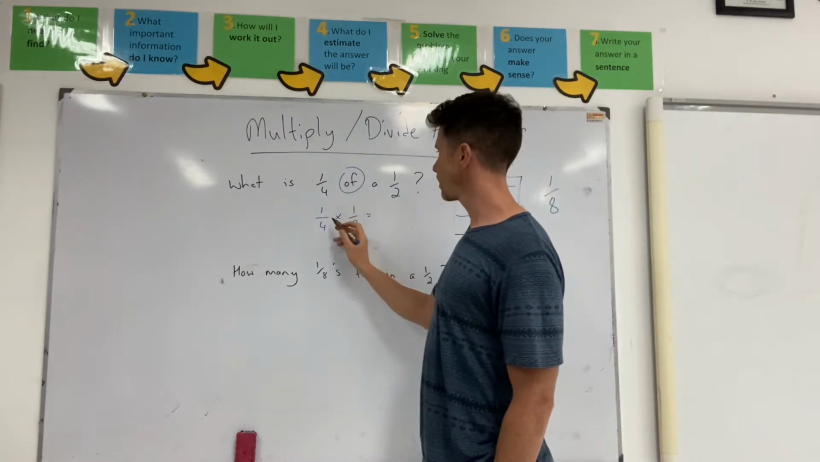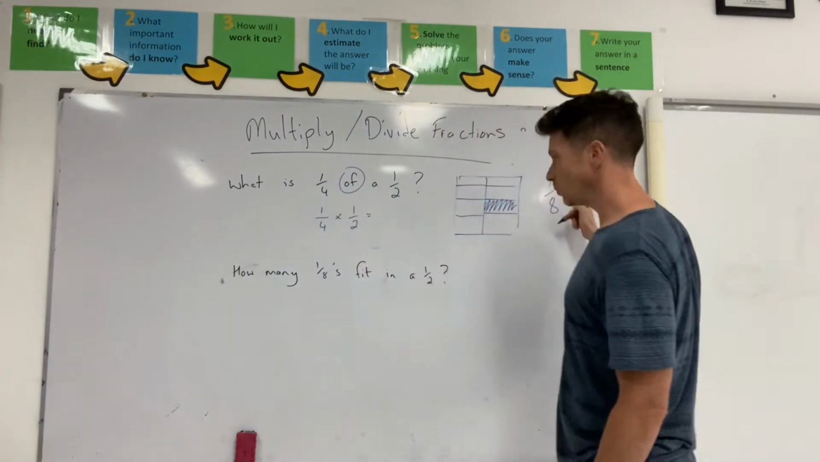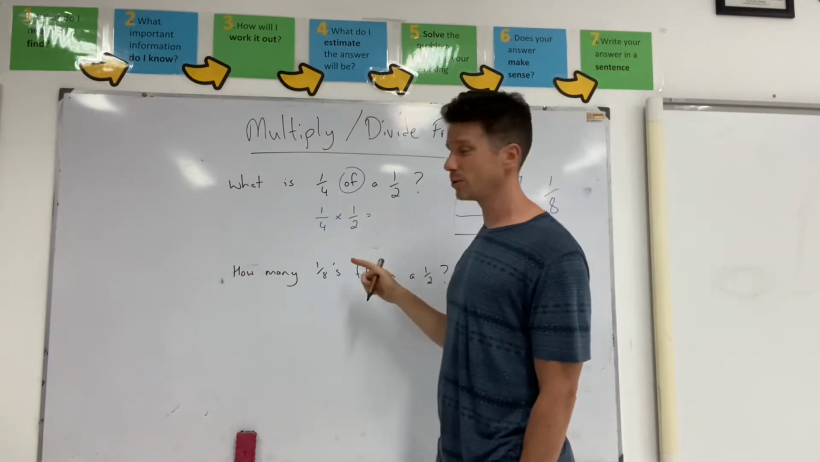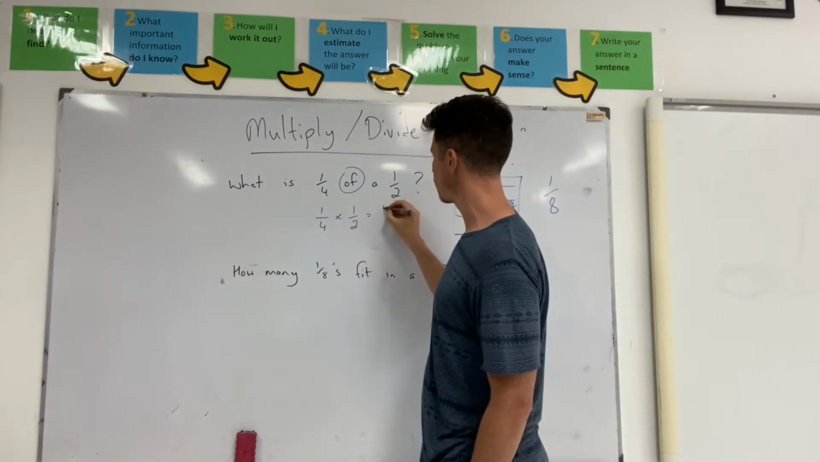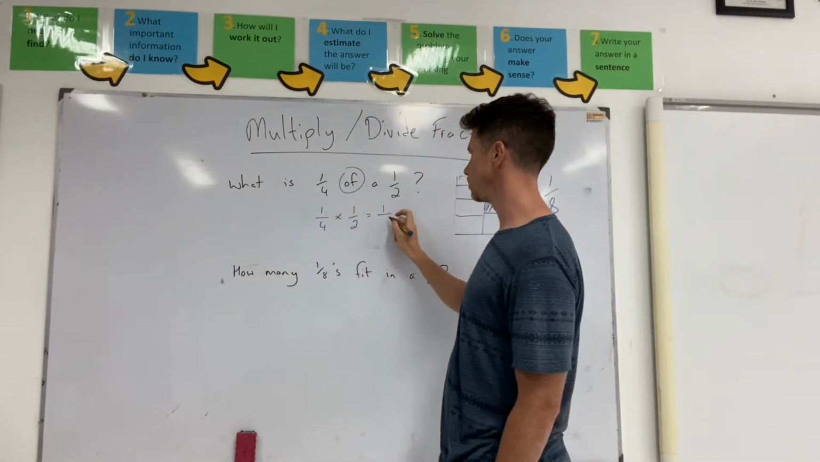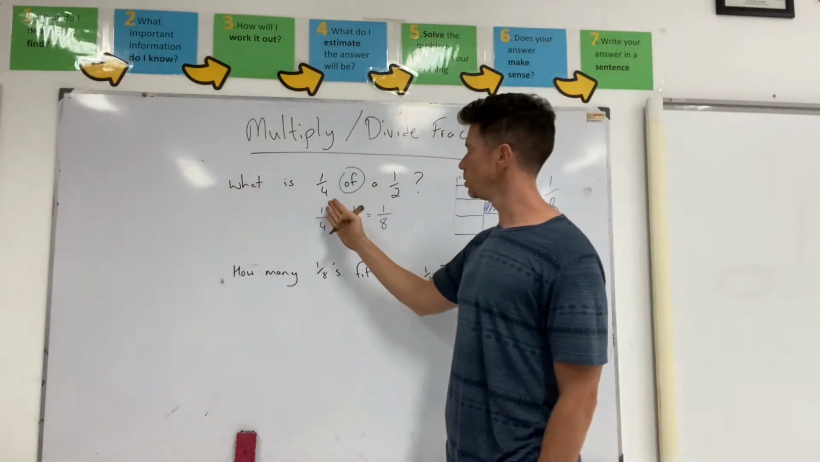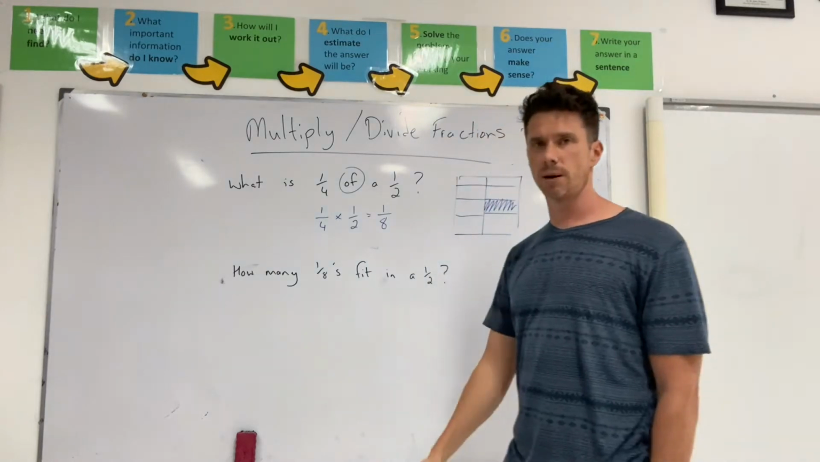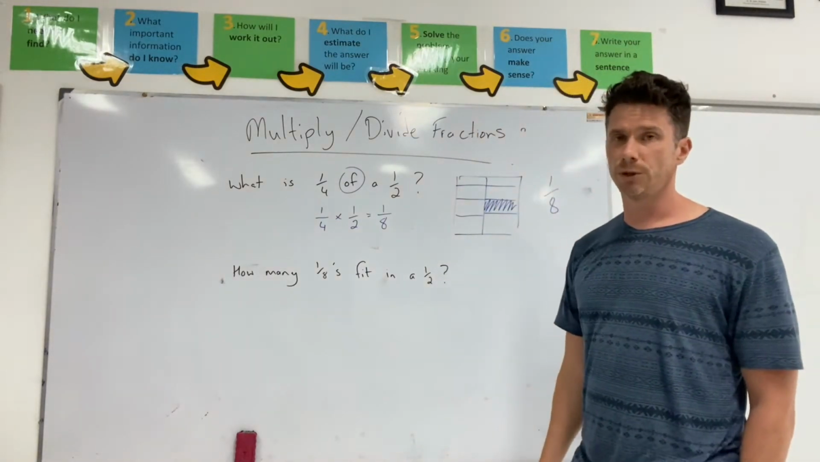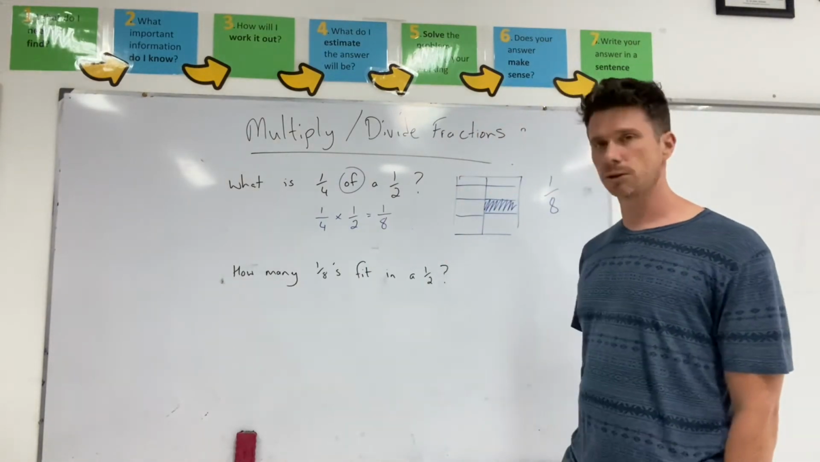How do I multiply fractions? Well, we know the answer is 1/8. What's the thing I notice? If I multiply 1 times 1 on top, I get 1, and 4 times 2, I get 8. And that's how we do it. Multiply the numerator by numerator and denominator by denominator when we're multiplying fractions. And that gives us the answer.